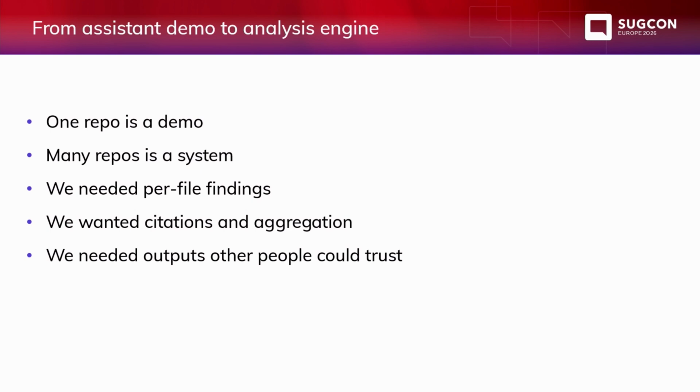So I went from assistant demo to analysis engine. And one of the things that I wanted to do was I wanted per file findings. I wanted citations from the documentation to understand why things were happening. I wanted to analyze file by file, and then I wanted an aggregation to happen at the end of that to produce artifacts that could be used by non-technical teams and technical teams.